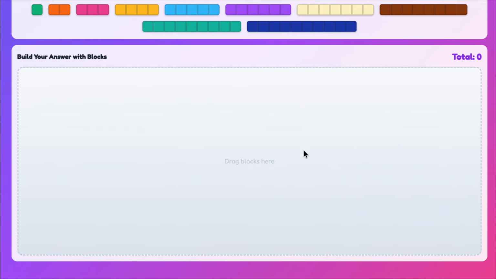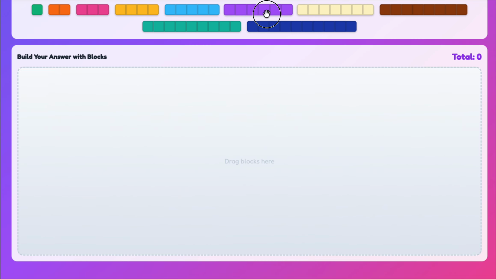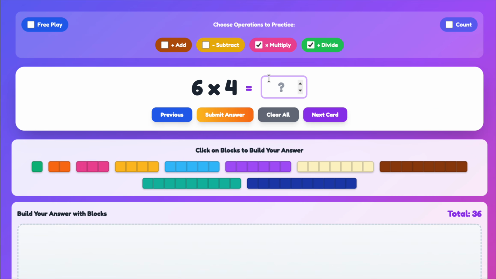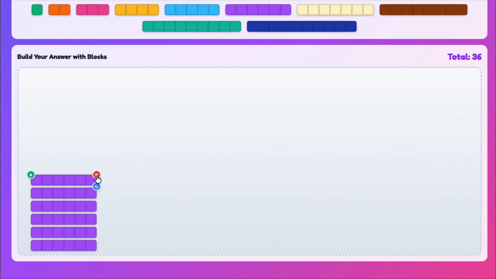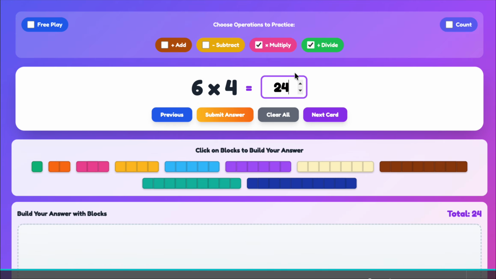Okay, 6 times 4. 1, 2, 3, 4, 5, 6, right? Or we can do 6 once, 6. 6 twice, 12. 6 3 times, 18. 6 4 times, 24. 6 5 times, 30. 6 6 times, 36. Oh, I went too many. I didn't need to count it 6 times. I only needed to count it 4 times, so 24. So again, you can delete or remove blocks if you put too many on.